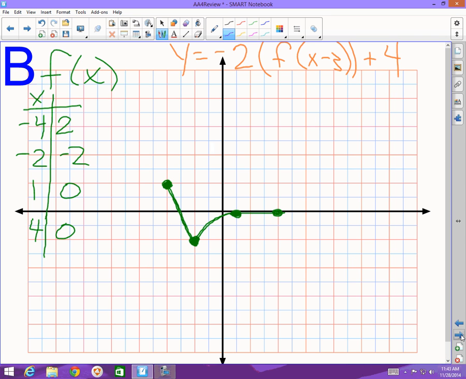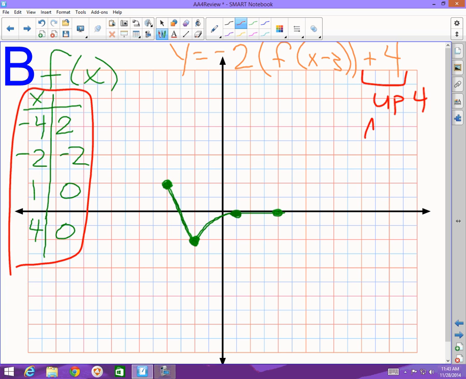All right, and then if we look at these, we're going to sketch the graph, given this function here with these coordinates. We're going to apply this to it. So in this case, this 4 tells us we're going to move it up 4 or add to the y's by 4. This right here means we're going to go to the right 3 or add to the x's.